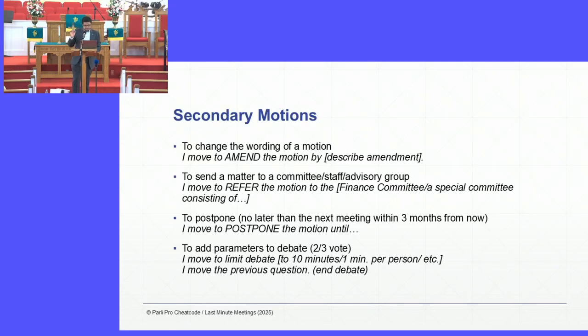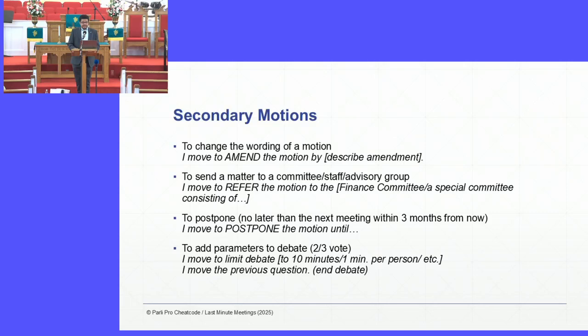At the end we'll talk about the difference between postpone and tabling and whatnot, but postponing is to defer action on something. The whole purpose of postponing is to make it unfinished business at the next meeting.